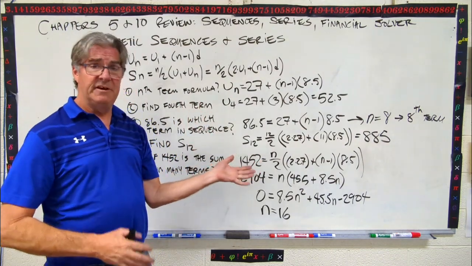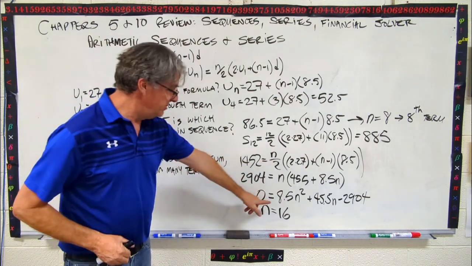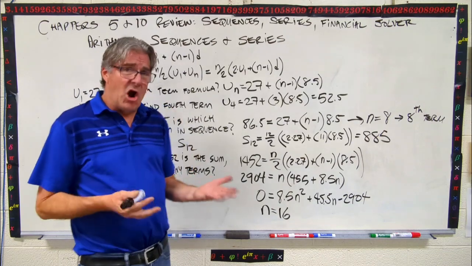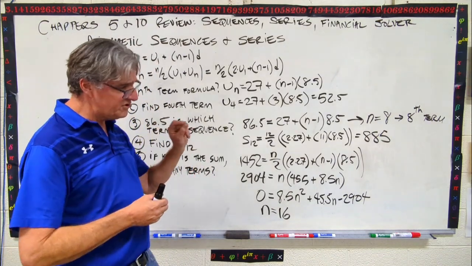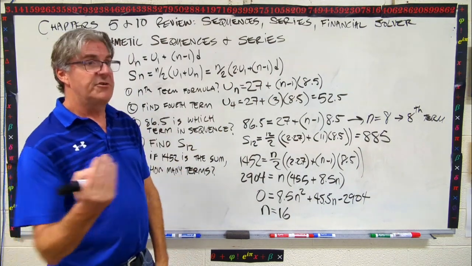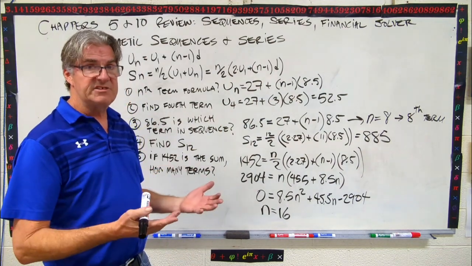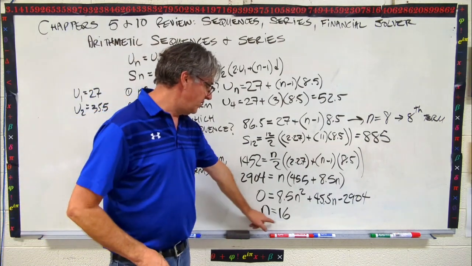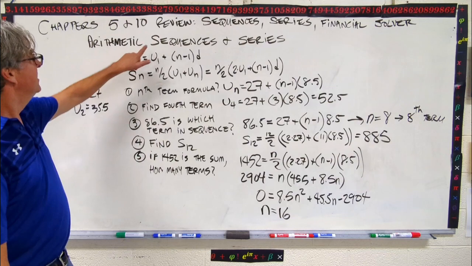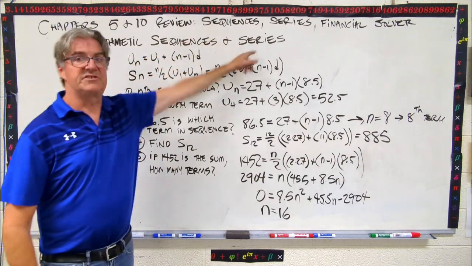One of them's negative. It is a true solution to this quadratic equation. However, negative n's aren't part of sequences. We just count from the first all the way up to whatever term we're interested in. So whenever you do that on the calculator, you throw away the negative number and you look at the positive number. And in our case, the positive number is 16. So there you have it. That's 5 questions dealing with an arithmetic sequence and series.